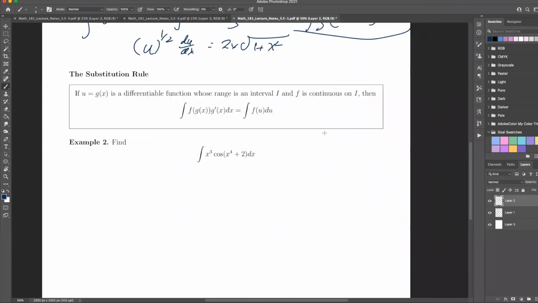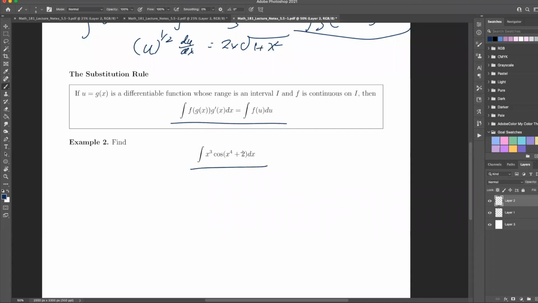All right, so let's do substitution. So here's the substitution rule in its more formal state. If I have a function of another function multiplied by the derivative of that function, I can just replace it and integrate this with du. So let's look at what we have here.